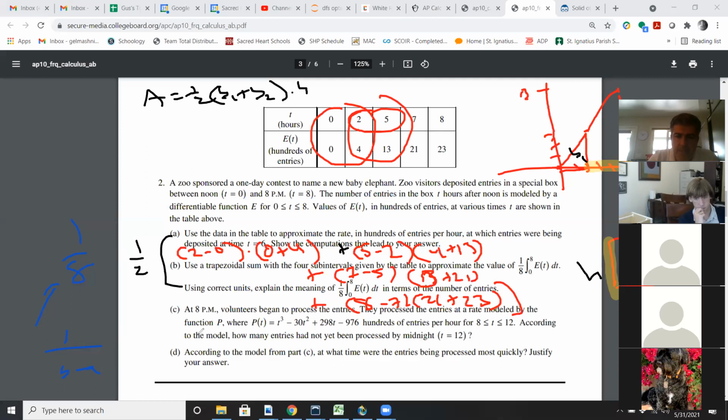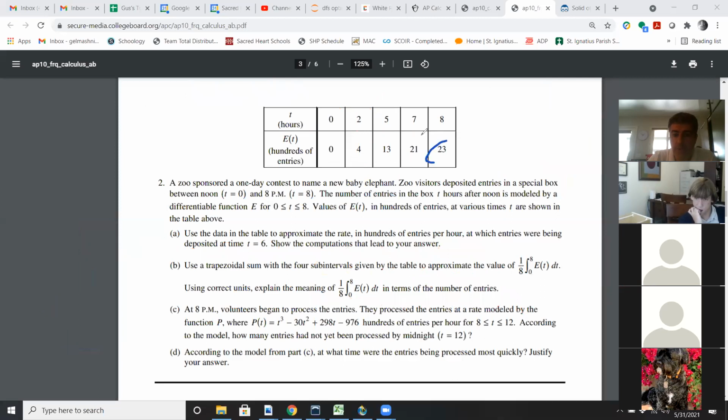Then for C, how much has not yet been processed? We received 2,300 entries by time, because it's a running value. So we received 2,300 entries minus, and then you're going from 8 to 12. So you integrate from 8 to 12 of t cubed minus 30t squared, and you use a calculator, mind you, it'd be much easier, minus 976 dt.